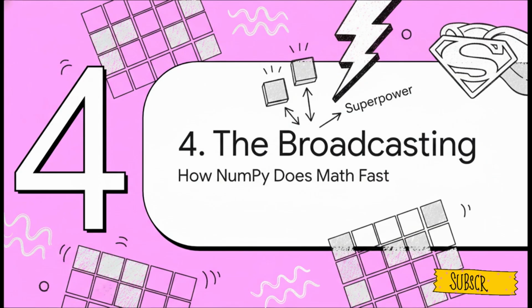Okay, so we've built our arrays, but now we get to the really good part. Why is this all so ridiculously fast?